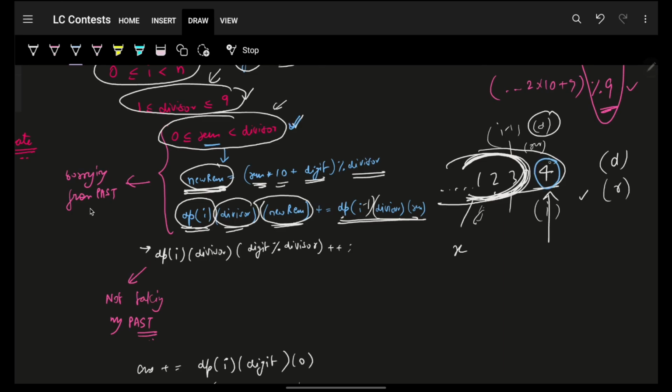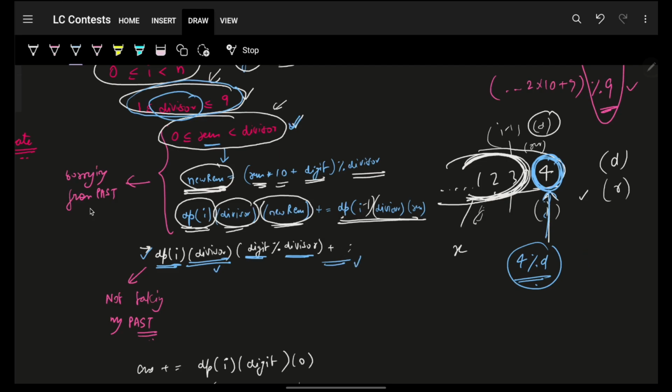In that case, it is a solo person. The solo person again will be divisible by all the divisors. So dp of I, which means the current index, dividing by all the divisors again, but now the digit only is 4. So digit divided by divisor is the remainder. And because the person can exist solo also, increase the frequency by 1. What this says is the number of substrings ending at index I, having a divisor of D and having a remainder of 4 mod divisor. This is nothing but 1, or I should say increase by 1.